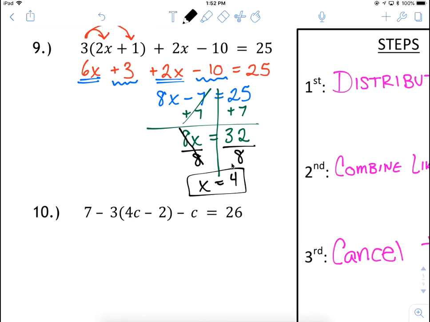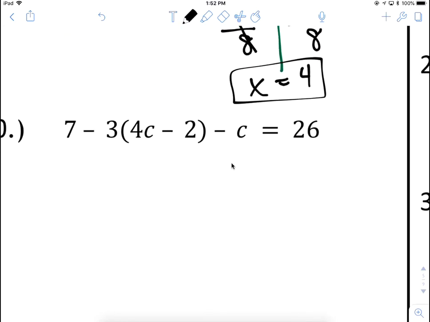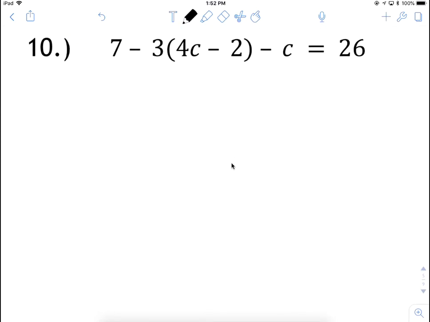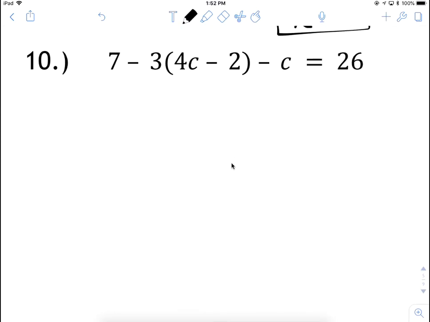Okay, I'll give you a chance at the end to come back and fix anything you missed. Number 10. This one's a little tricky. I'm trying to trick you.